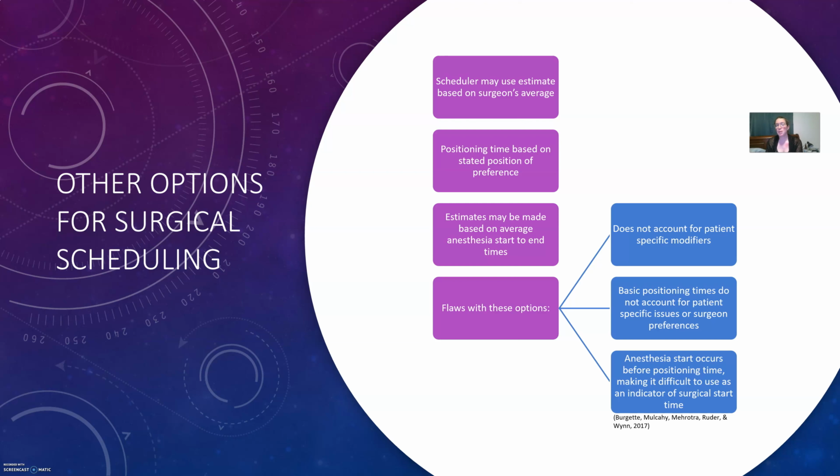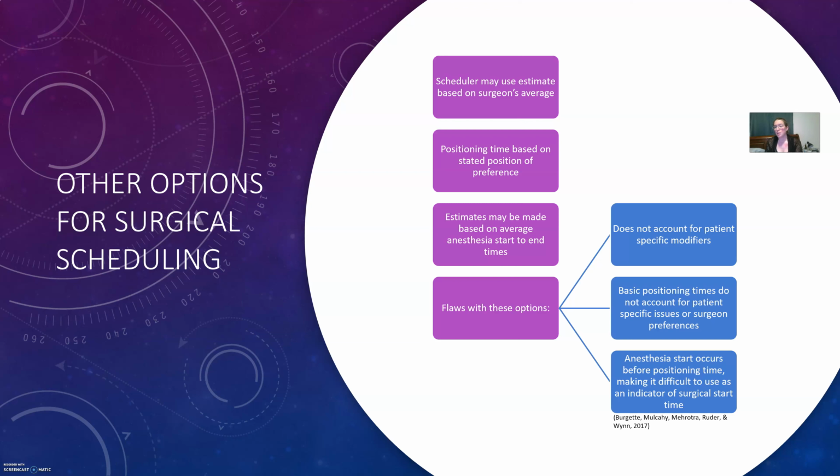Some other options may be that the scheduler can use an estimate based on the surgeon's average. Positioning times could be based on the stated position of preference, but again, this doesn't take any sort of modifications into consideration. For example, a shoulder arthroscopy would be listed as lateral, but there's extra time for the patient's arm to be put into a lateral shoulder holder with traction, which wouldn't be accounted for just based off of a lateral position. And estimates could also be made based on average anesthesia start to end times.